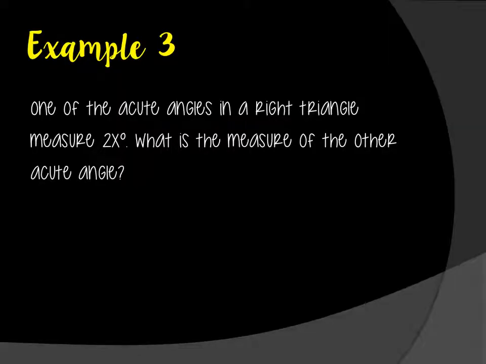So example 3: one of the acute angles in a right triangle measures 2x. What is the measure of the other acute angle? So we have a right triangle, and we're going to call it triangle ABC. So one of the acute angles is 2x, and we have to find the other acute angle. So now we're looking for angle C.